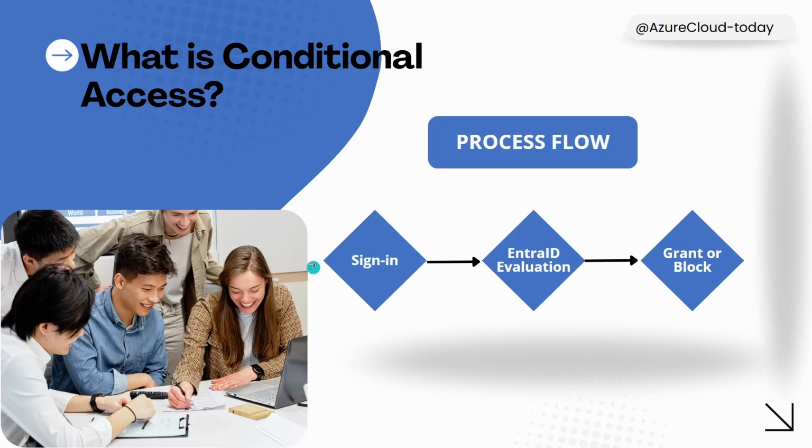The flow would be as follows. User tries to sign in, Entra ID then evaluates the conditions, and then access is either granted or blocked. Do note that conditional access policy is a feature of Entra ID and is not an Intune feature. But Intune can feed device compliance status into Entra ID, and together they become even more powerful.